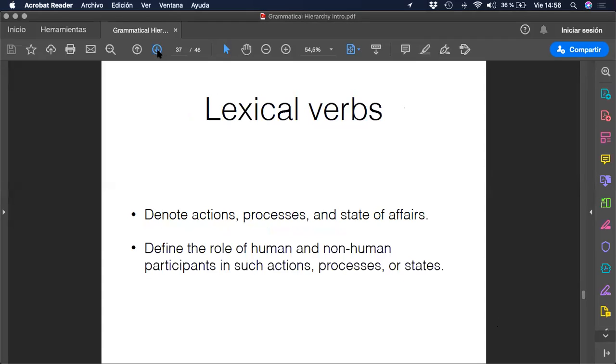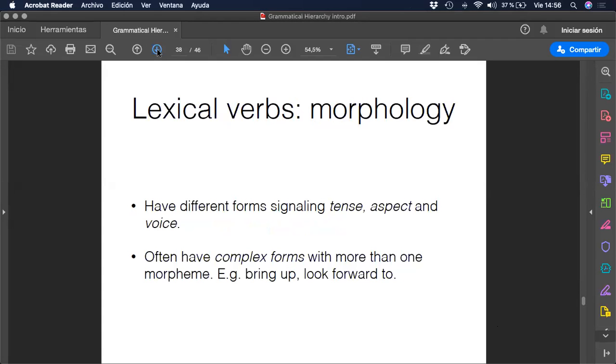Lexical verbs. Entonces, lexical verbs, they denote action, processes, or state of affairs. They define the role of human and non-human participants in such actions, processes, or states. Well, that's a definition for a verb, in fact. In its morphology, lexical verbs, they have different forms signaling tense, aspect, and voice.